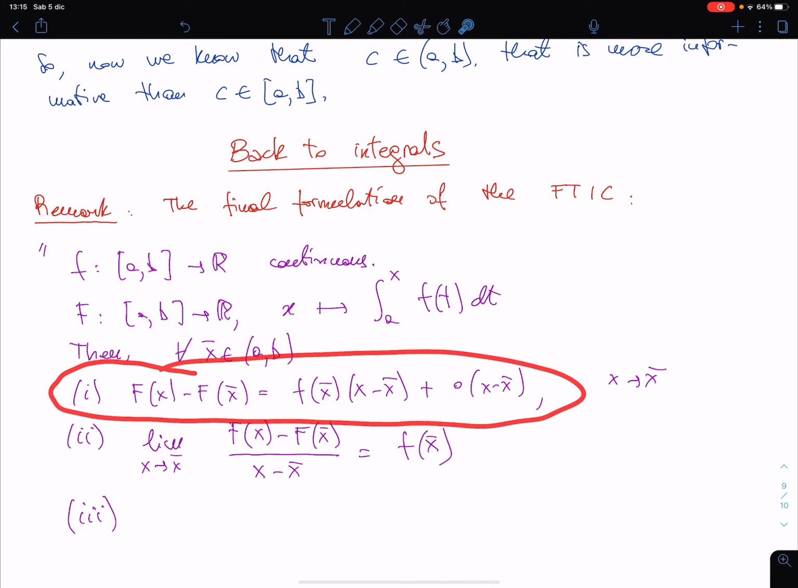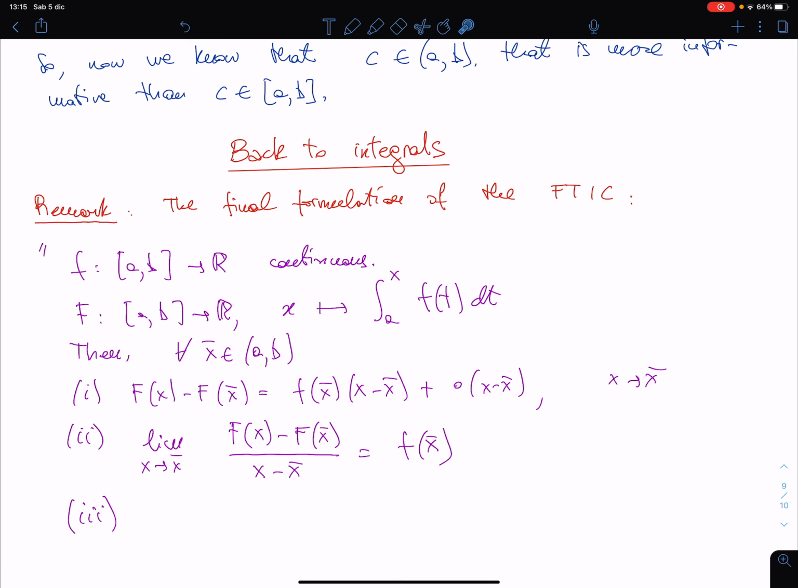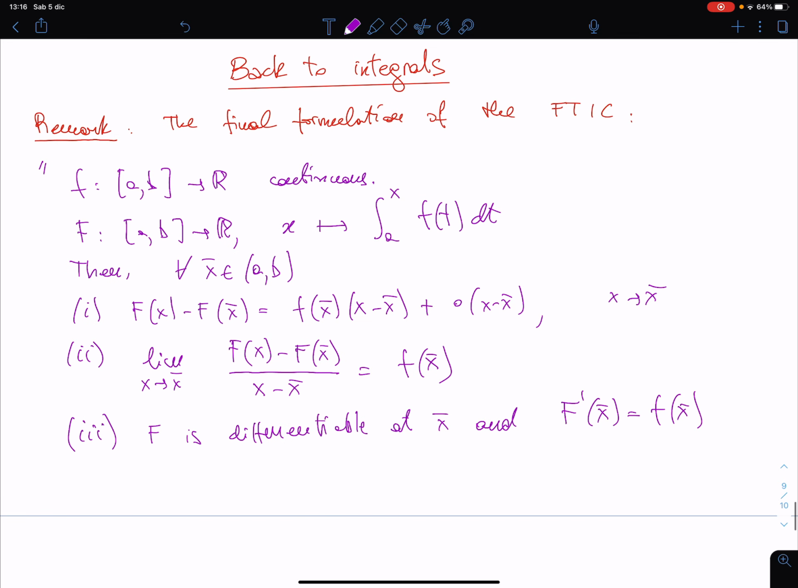This is the definition of derivative. This is also the definition of derivative, another definition totally equivalent that says that the derivative is the limit of the incremental ratio. So the third formulation, which is the final one, is the following: capital F is differentiable at x bar, and capital F prime of x bar is little f of x bar. And this is the final formulation, and I will highlight this.